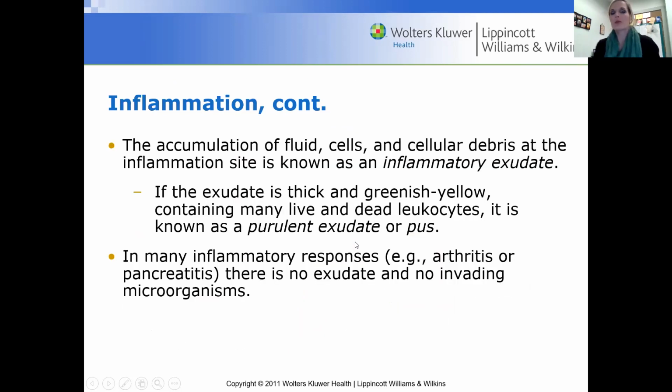All right. So sometimes we even see, and you guys may be familiar with this, a little bit more at the site of inflammation. Sometimes we see an accumulation of fluid, maybe sometimes cells and cellular debris, at this inflammation site. This is known as inflammatory exudate. Exudate can sometimes be thick and produce kind of a greenish yellowy color. And this is what we know as pus, or purulent exudate. Pus is like I said, kind of thick, greenish yellowish. It contains live and dead leukocytes, those white blood cells that have accumulated at that site.